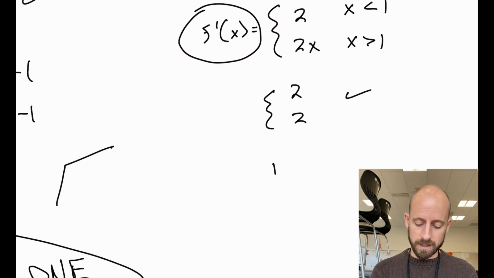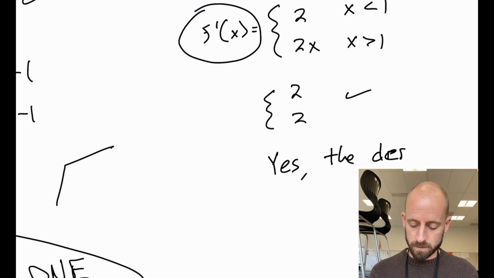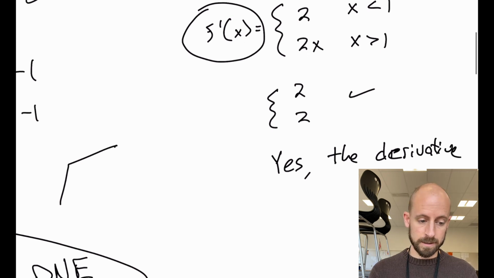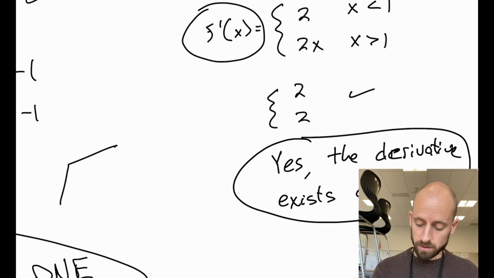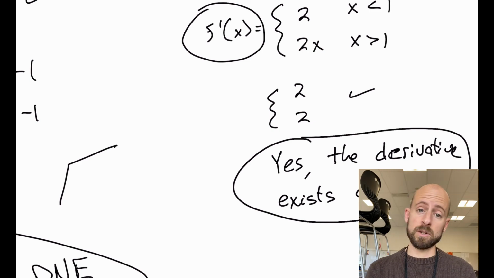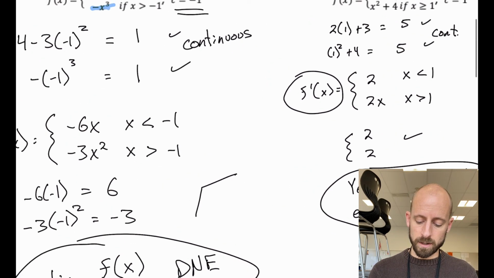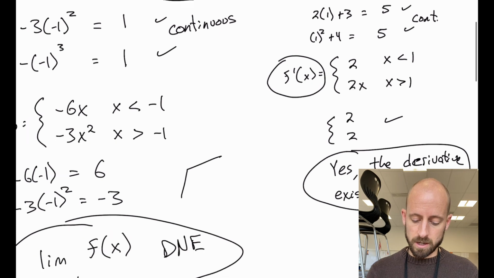So I would say, because I got 2's there, yes, the derivative exists at x equals 1. What is the derivative at x equals 1? It's 2. All right, so f prime of 1 is 2, turns out. So we can see what happens there.